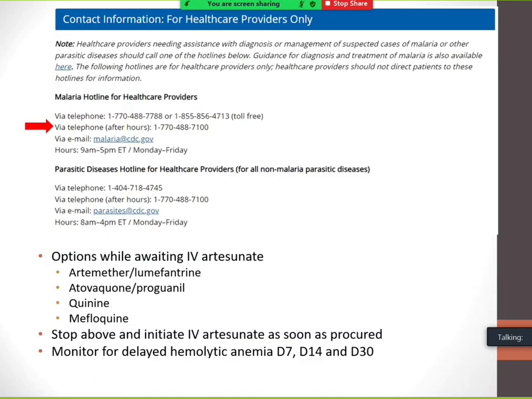I want, if y'all don't have this in your phone, write it down right now and just put it in your phone to have. The CDC has someone 24 hours a day for malaria. So if you ever get called and you have a patient with malaria, first, obviously, I'd probably call your staff and give them a heads up and say, hey, what do we need to do? But the CDC number is, this is the 24-hour one, 770-488-7100. They will walk you through everything.